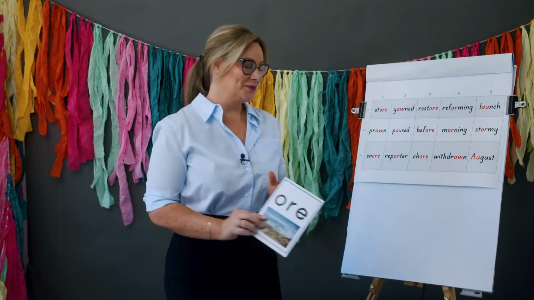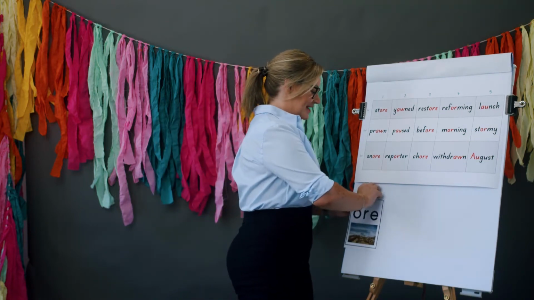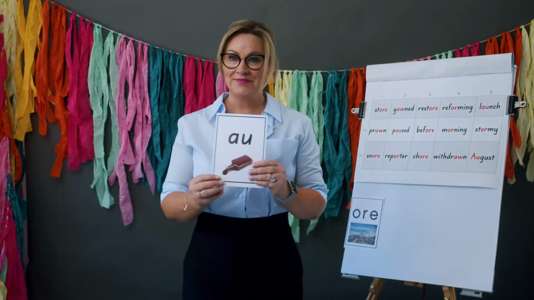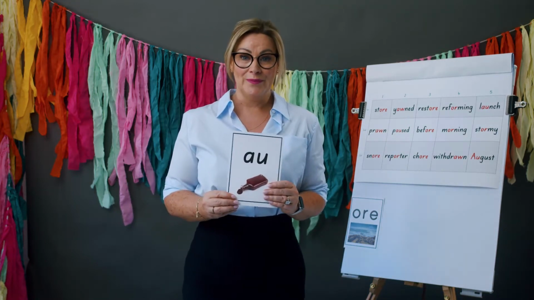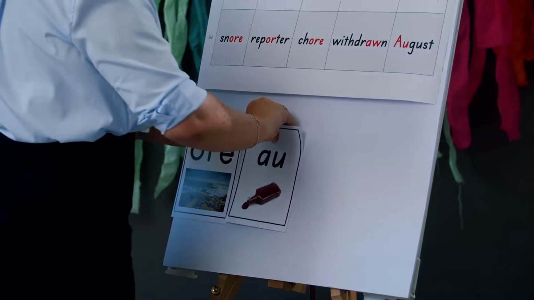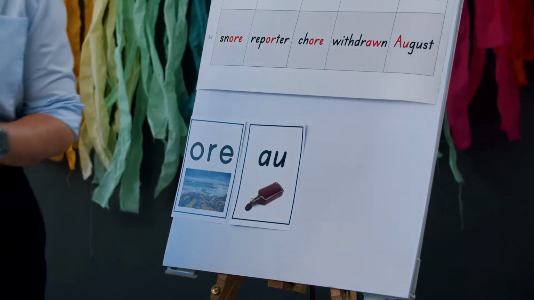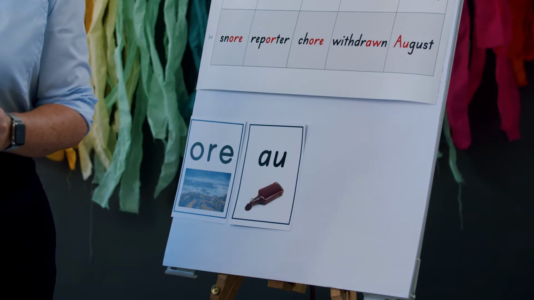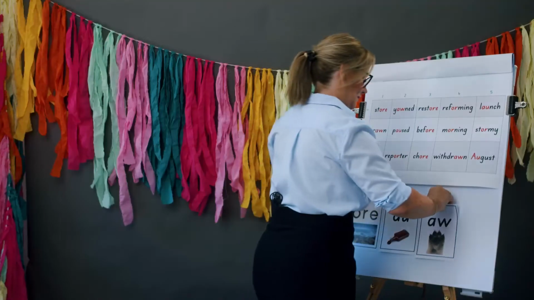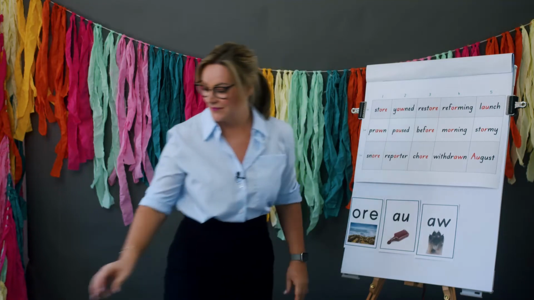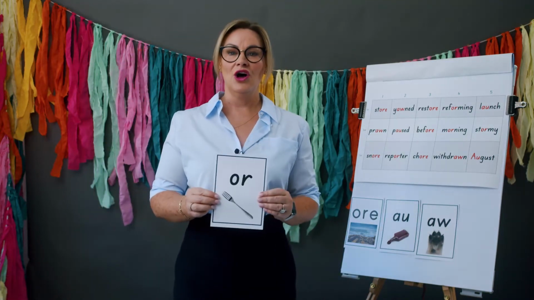What was yesterday? O-R-E, or. Terrific. Next one, A-U, or. Remember, if it was a month of the year, it's going to need a capital letter, A-W, or. O-R, or.